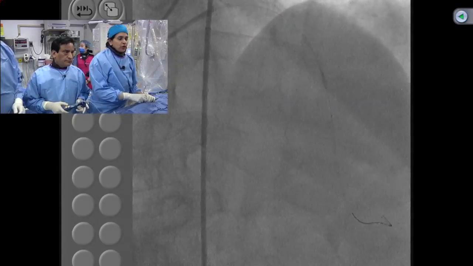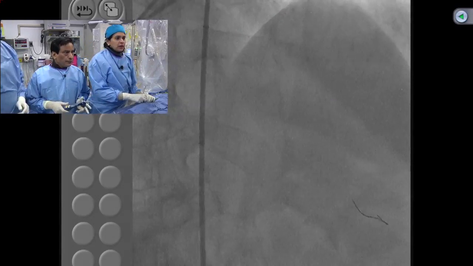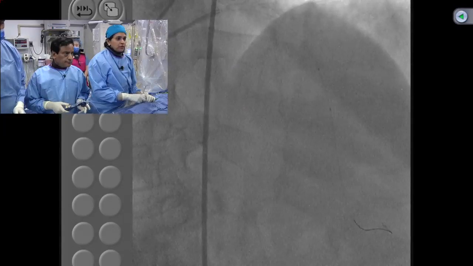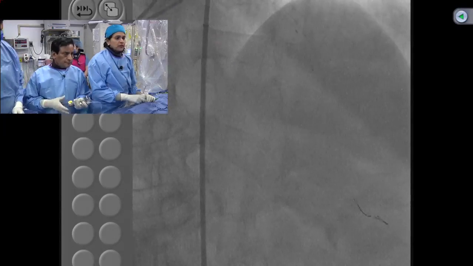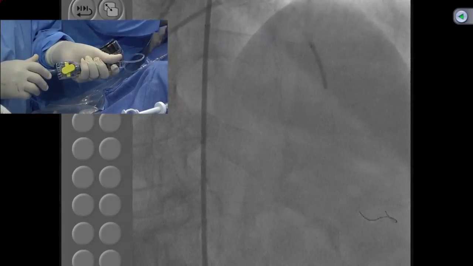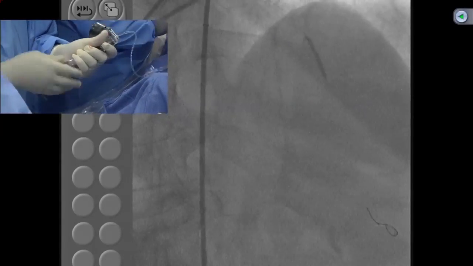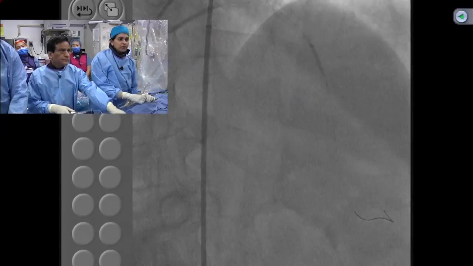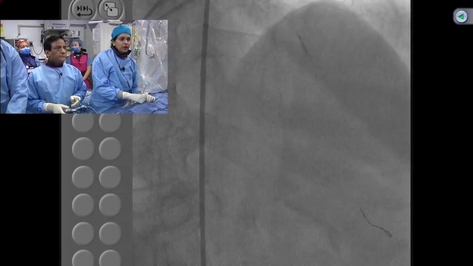So it is polymer coated in the distal part, and then the distal tip is where you have a tapered tip, which you see, and it goes almost up to 14 grams, and there is also a hydrophilic coating.